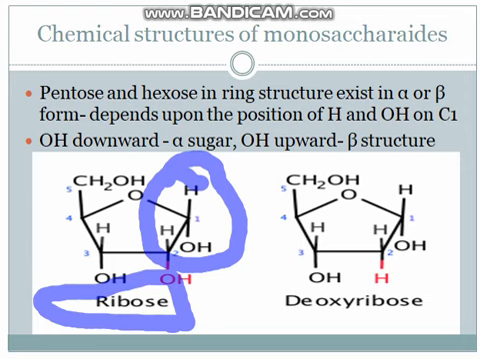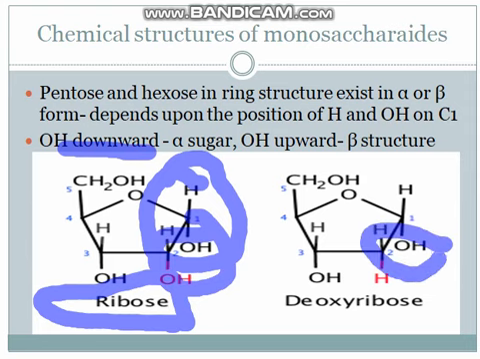It's got the OH group downward, which means it's an alpha sugar. In this one, the OH group is upwards. Oh, sorry, both have a downward OH group. I am sorry. Yes, if it had the OH group on this side, it would be a beta structure.